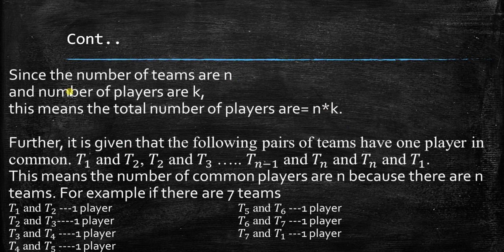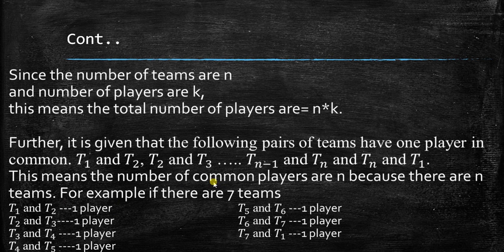Now the next part of this question says, further it is given that the following pairs of teams have one player in common. Team 1 and team 2 both have one player in common. Team 2 and team 3 have one player in common. So all these teams have one player in common. This means the number of common players is n, because there are n teams. So let's understand this, it is very important. T1, T2 has one player.